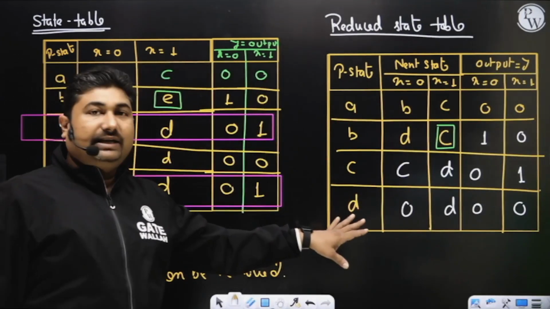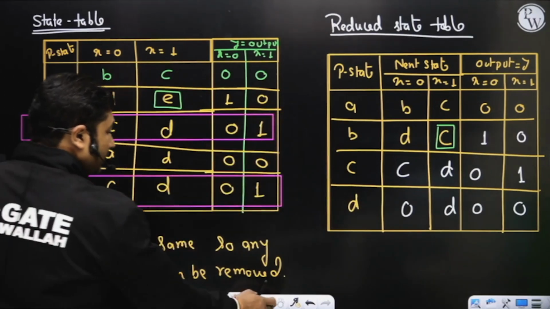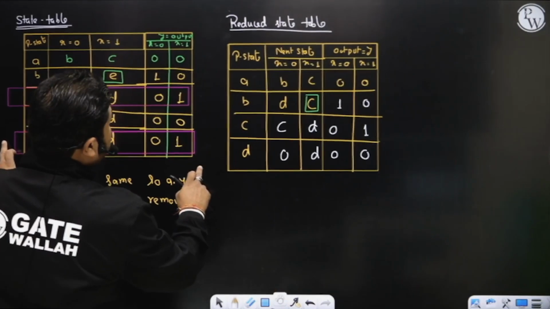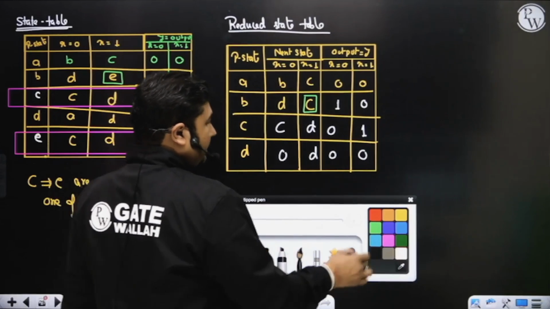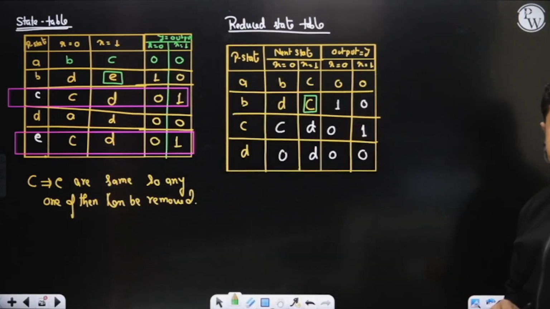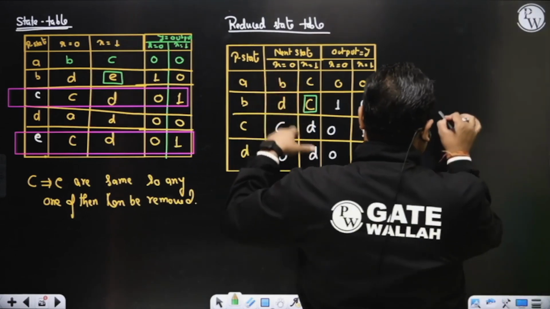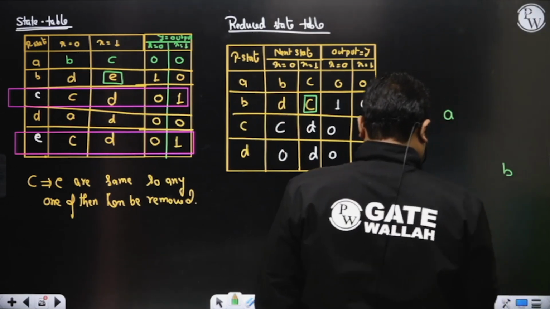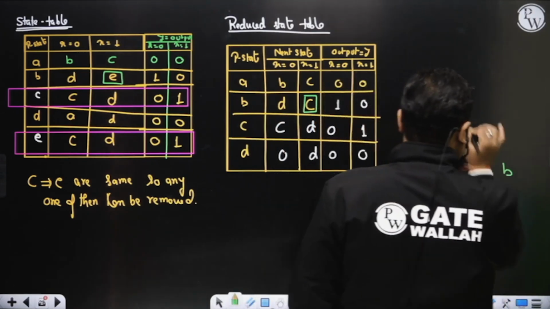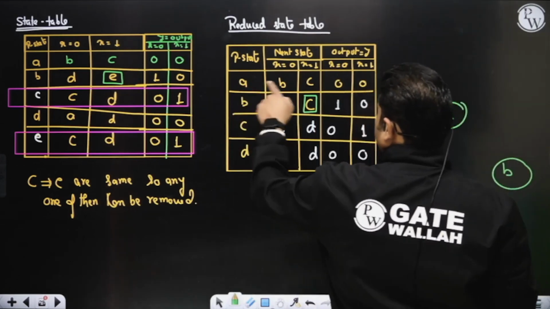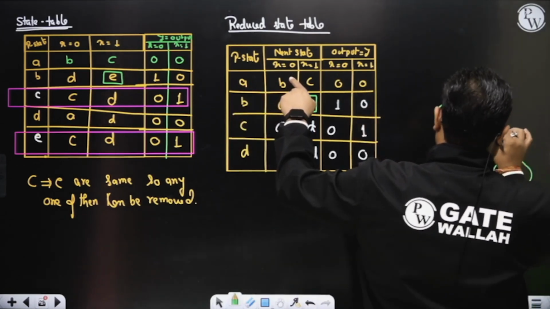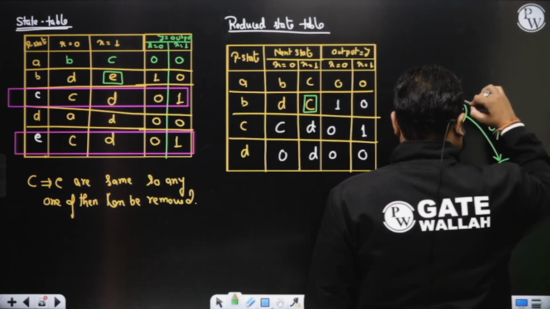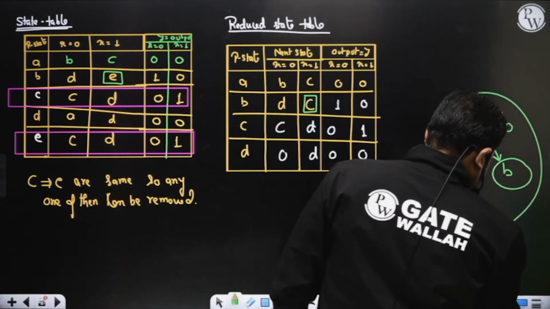For this reduced state table, we can construct a state diagram. So I am going to construct a state diagram now for this state table. Please observe here. How many states do we have in total? 4: A, B, C and D. Now if the state is A with x equals 0, the next state is B, output 0. With 1, the next state is C, output 0.